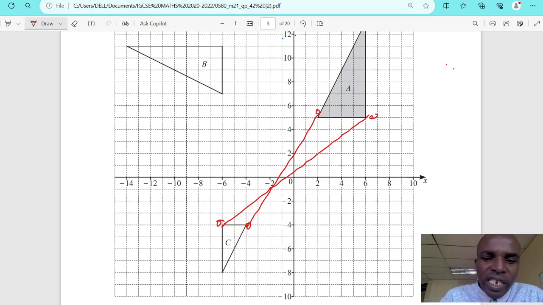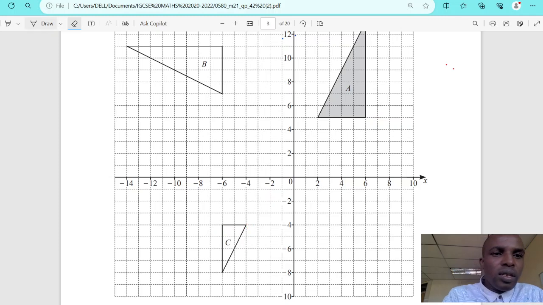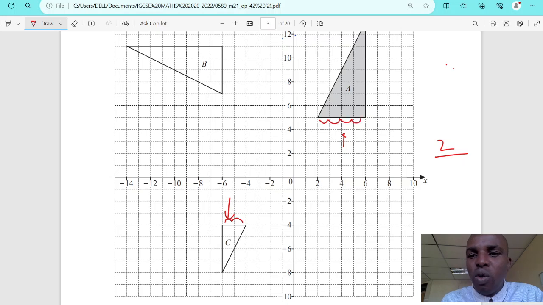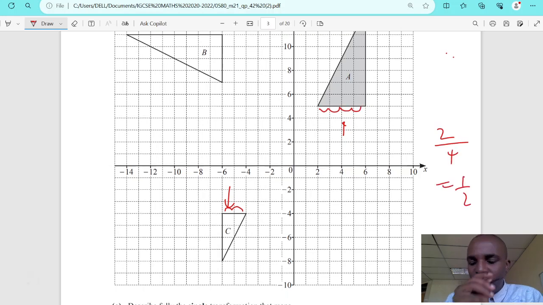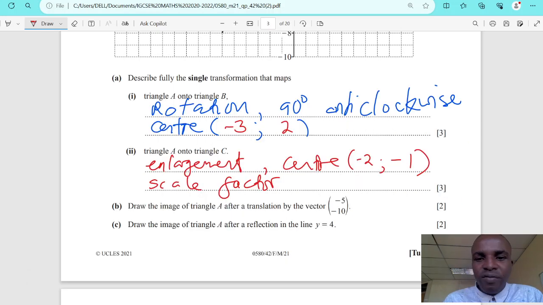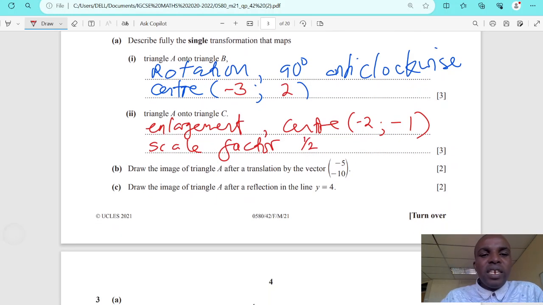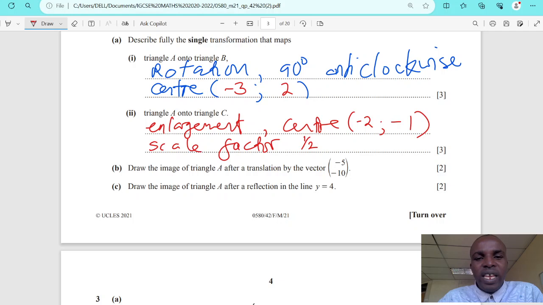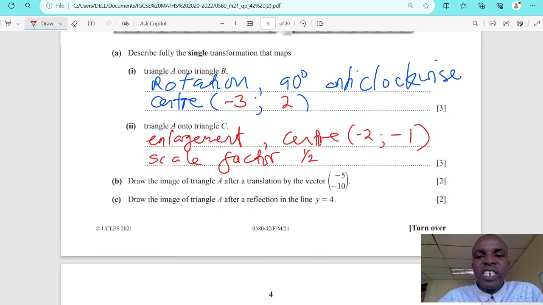So image side, I can choose which side. I can choose this side. How many boxes? 2. So it's 1, 2 boxes. And this side, how many boxes? Over 1, 2, 3, 4. Over 4. So it will be half. Scale factor, half. Done.